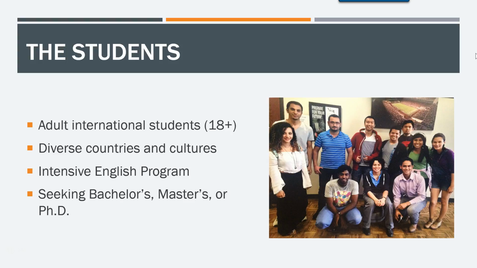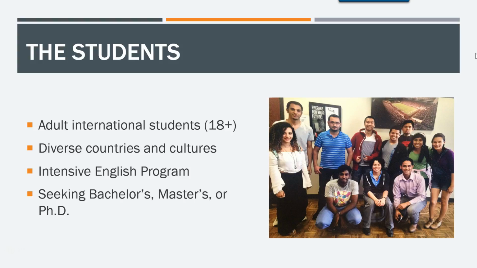The students taking this course would be adult international students, and by adult I mean anywhere from 18 years and up. They'd come from a variety of countries and cultural backgrounds. They'd take this course as part of an intensive English program, which is designed to build their English proficiency so they can be admitted to either the University of Arkansas or maybe some other university program in the States.